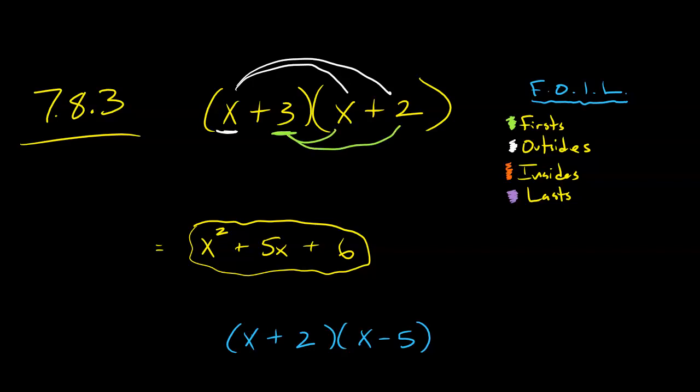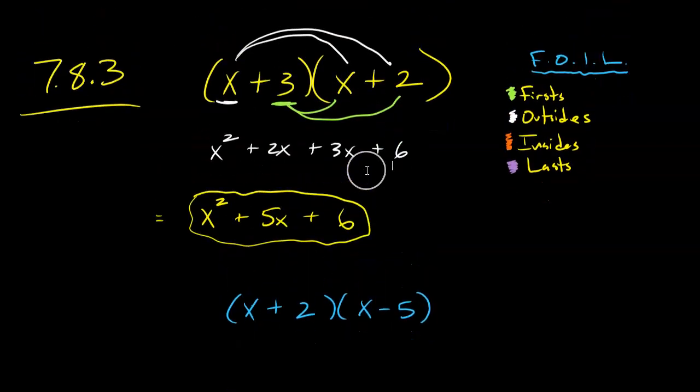So that's distribution. Now what you'll notice is it's the exact same thing as FOIL. X times x, then x times 2, so that's the outsides, then 3 times x, which is the insides, then 3 times 2. Some people, it's flat out easier for them to think about this as distribution. Some people, the distribution confuses them, so that's what FOIL is for. I want to make sure you know what this represents so that you can get on with any question you have.